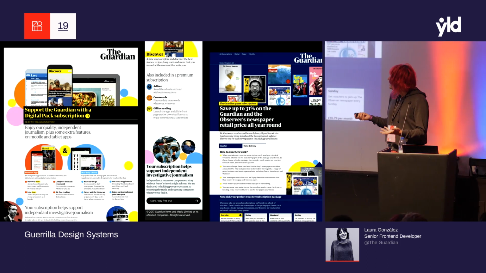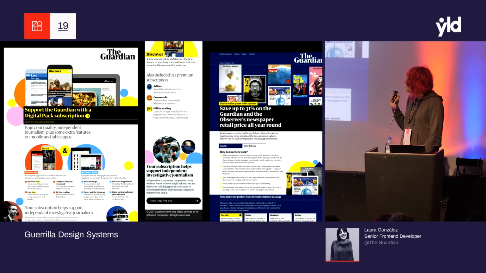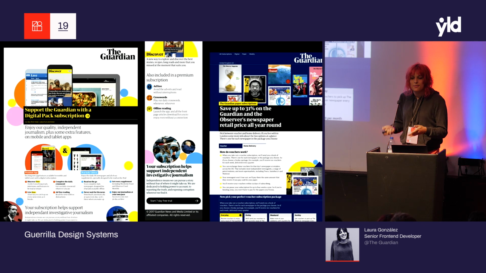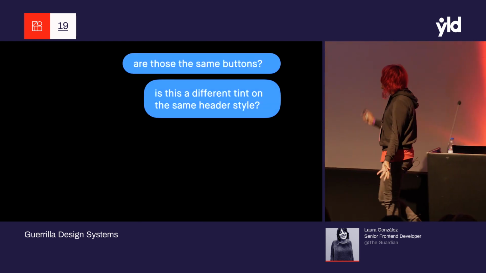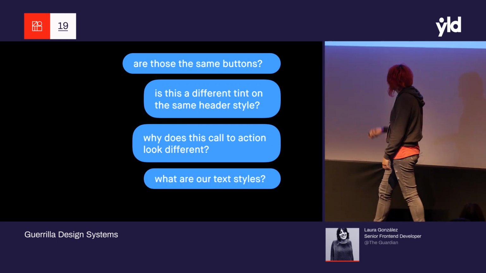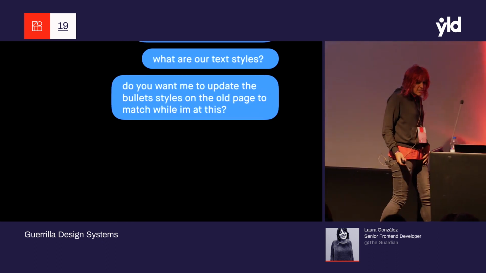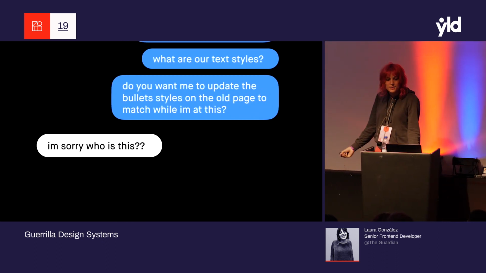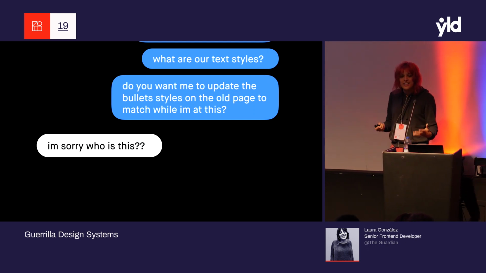So when I started running into this, I can't help but see patterns. So I started really harassing our designers that at that point were just delivering us static mockups with questions like, are those the same buttons? Is this a different thing or the same header style? Why does this call to action look different? What are our text styles? You can imagine. And the poor designer who just signed themselves up to do some static mockups were like, oh my God, what? Honestly, can't really blame them. Handover is not a solved problem yet.